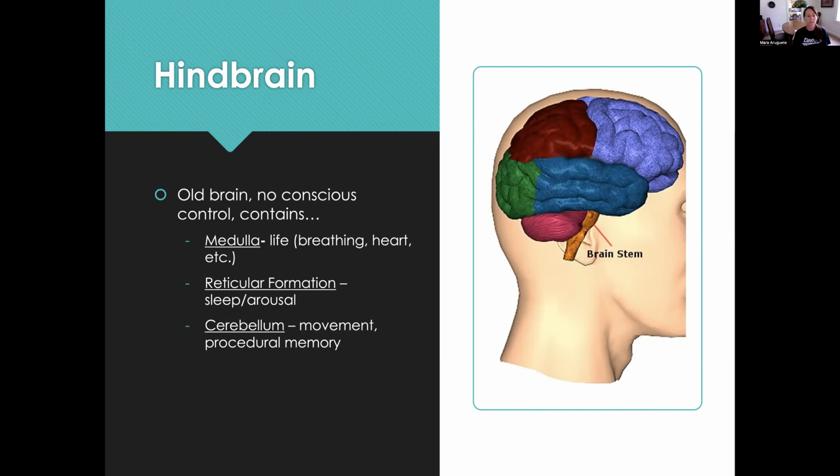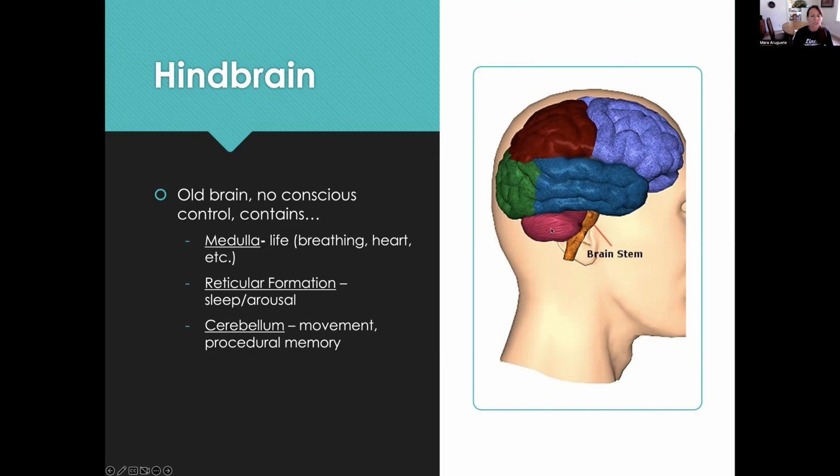That's basically the deal. The reticular formation also does some very basic functions having to do with sleep and arousal. It wakes us up. It also puts us to sleep. Sometimes damage to the reticular formation can cause a person to go into a sort of permanent sleep, like a coma.